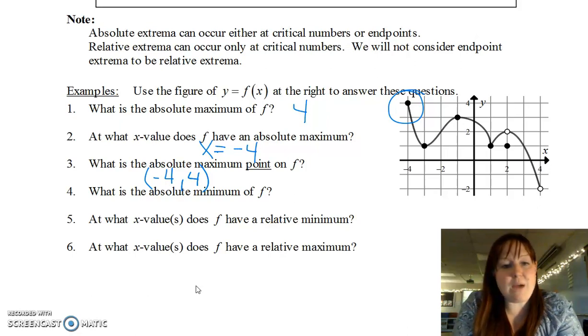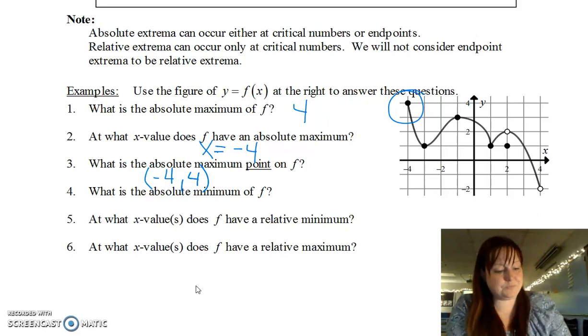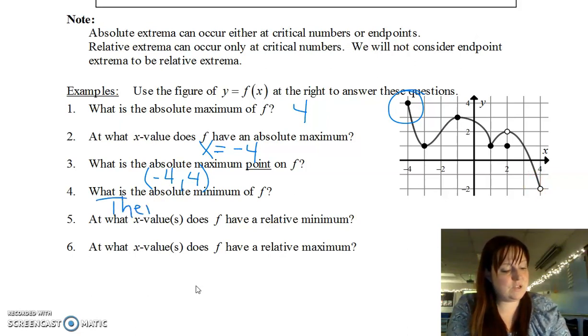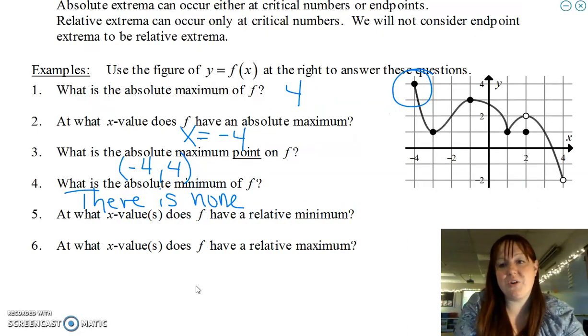What is the absolute minimum of f? Well, let's look. The very smallest part, and it gets to right here, but here's the issue. See how this is an open dot? That means that point doesn't exist. So in this case, there is none. There is no minimum because it doesn't actually have a point at that lowest spot on the graph.